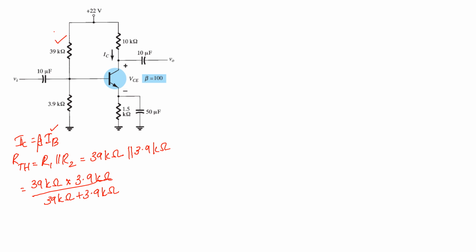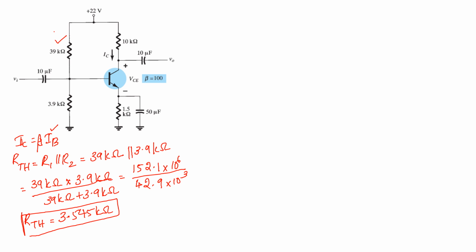Okay, so when you solve it, what is 39 kilo ohm into 3.9 kilo ohm? Somewhere nearer to 152.1 into 10 raised to 6, divided by 39 kilo ohm plus 3.9, you will be getting 42.9 into 10 raised to 3, right? So after solving, you will be getting RTH is equal to 3.545 kilo ohm. So RTH, you have got the value.